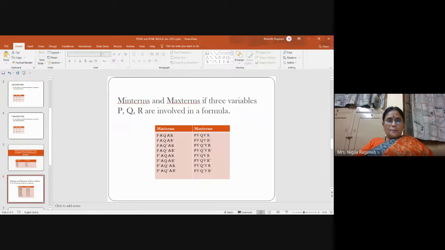P cap Q cap R, P cap Q cap R dash, P cap Q dash cap R, P cap Q dash cap R dash, P dash cap Q cap R, P dash cap Q cap R dash, P dash cap Q dash cap R. The last one is P dash cap Q dash cap R dash. If all these conjunctions are replaced by cup, you will get the corresponding max terms.